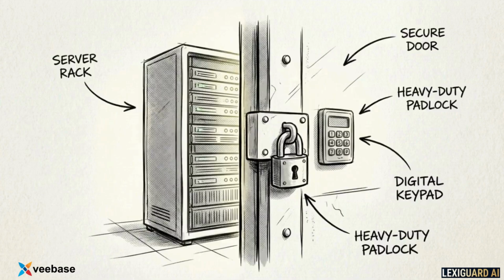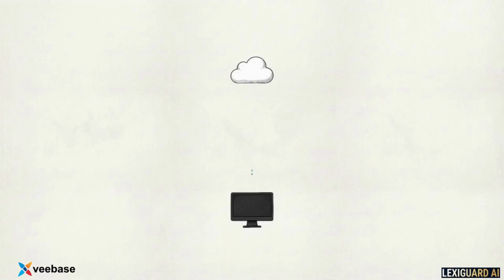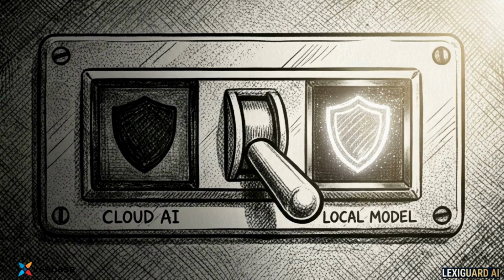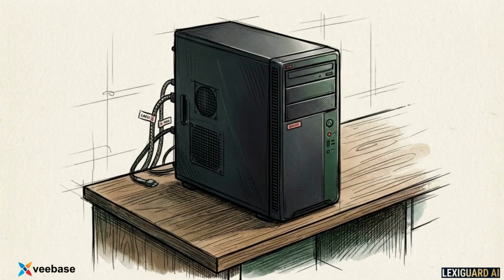Step 1 is securing the environment. Sending sensitive, privileged client documents to a public cloud AI introduces serious data sovereignty and compliance risks. To keep your data in-house, open the Settings panel and toggle the AI provider from the cloud-based Gemini over to a local Llama model. The system will now run the large language model entirely on your own hardware.